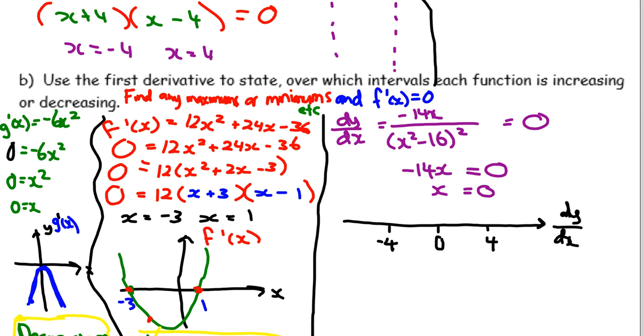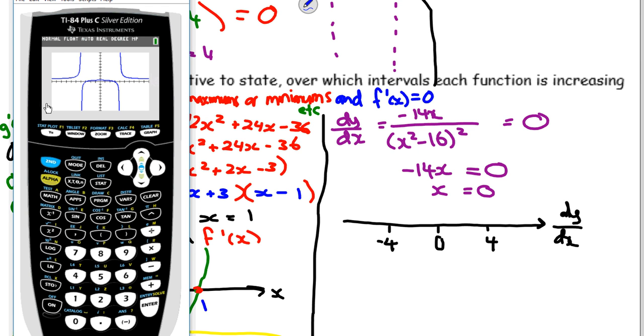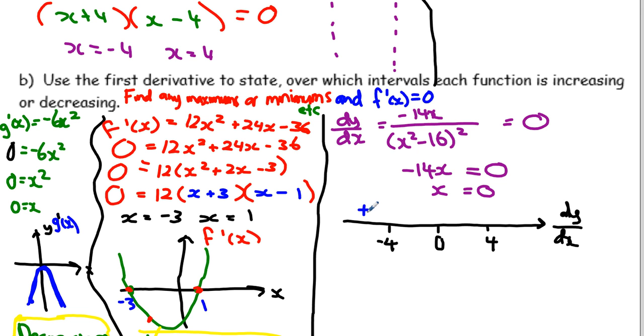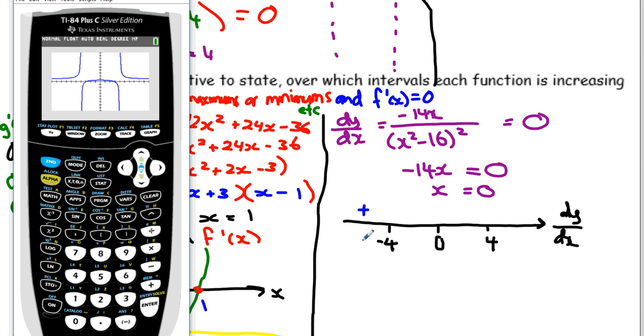Having a look at what the original function looks like, Sarah, would you say the gradient to the left of negative 4 is positive or negative? Positive, yeah, because it's going upwards. That's the original one. So you can do these gradient diagrams. You can just put a plus there to say in this area it's positive. This is just pointing out that it's increasing, it's a positive gradient, because this is dy dx.